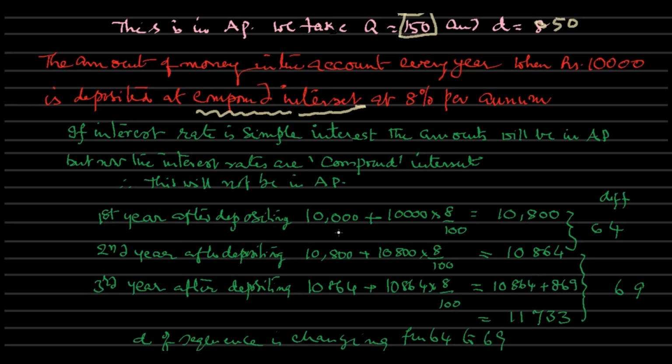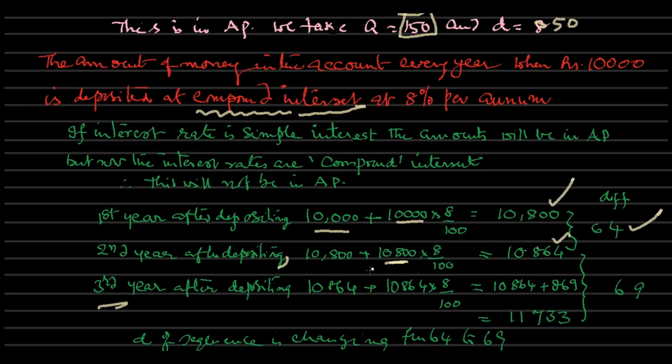First year after depositing 10,000, he gets 10,000 plus 10,000 times 8 by 100. That is 10,800. Second year after depositing, it is not 10,000 here, 10,800 will come. Okay? 10,800 plus 10,800 times 8 by 100. That is 10,864. What is the difference? 64 is the difference.